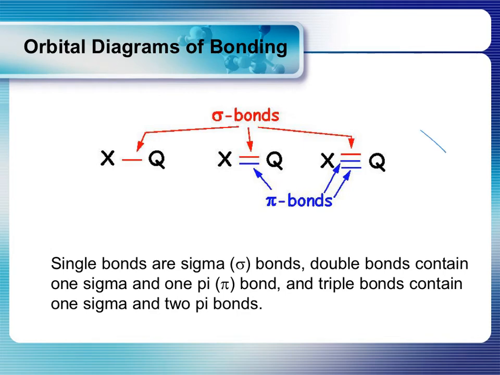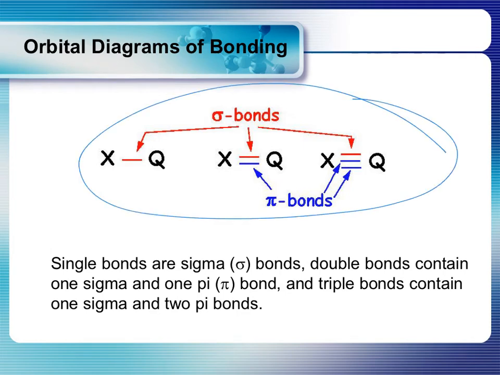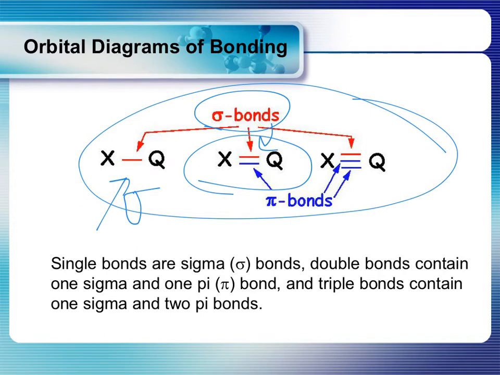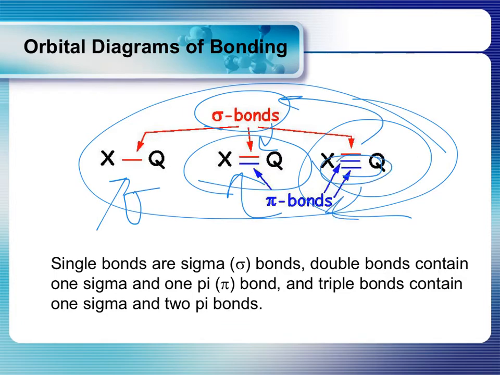All right, so a summary for these types of bonds. If you have a single bond, you only have a sigma bond. All single bonds are sigma bonds. If you have a double bond, one of the bonds will be sigma and the other bond will be a pi bond. If you have a triple bond, as I showed on the other slide, one of the bonds will be sigma and the other two will be pi bonds. So that just needs to be committed to memory.